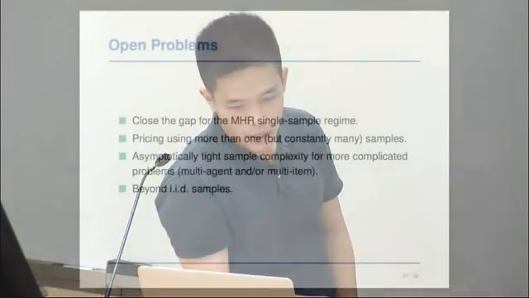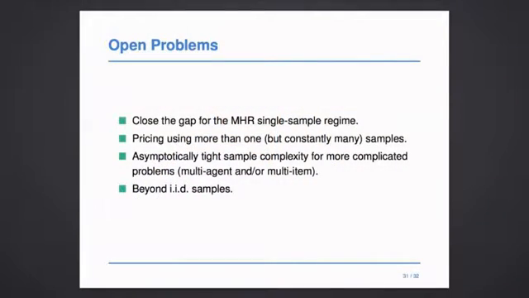Okay, so there are many interesting future directions for this problem. One obvious one is to close the gap for the MHR single sample regime. And another one is how to do the pricing with more than one, but only constantly many samples. So far, our analysis and technique are quite specific for only one sample. For example, if I have 2 or 3 or 5 samples, I don't know how to do better than this, like 0.589 or 1/2 for regular distribution.